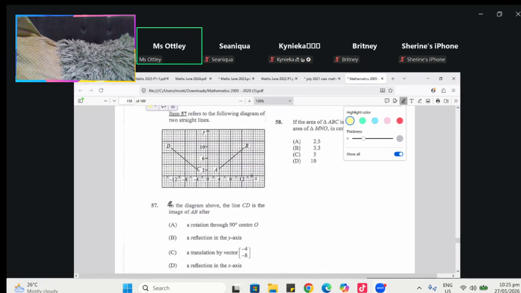Item 57 refers to the following diagram of 2 straight lines. In the diagram above, the line CD is the image of AB. What happened to the line? Is it a rotation of 90 degrees at the center? Is it a reflection on the y-axis? Is it a translation or a reflection on the x-axis? What do we think it is? A reflection in the y-axis. The answer is B.